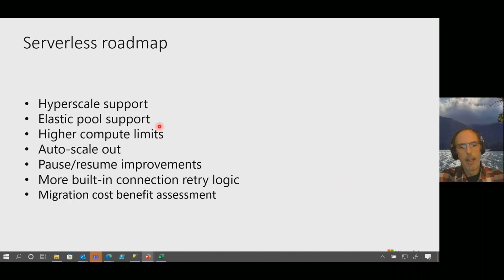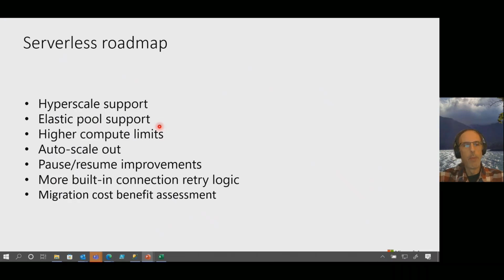We're working on raising the compute limits for serverless beyond 40 cores. We'd also like to offer automatic scale out in hyperscale for a read-only workload.